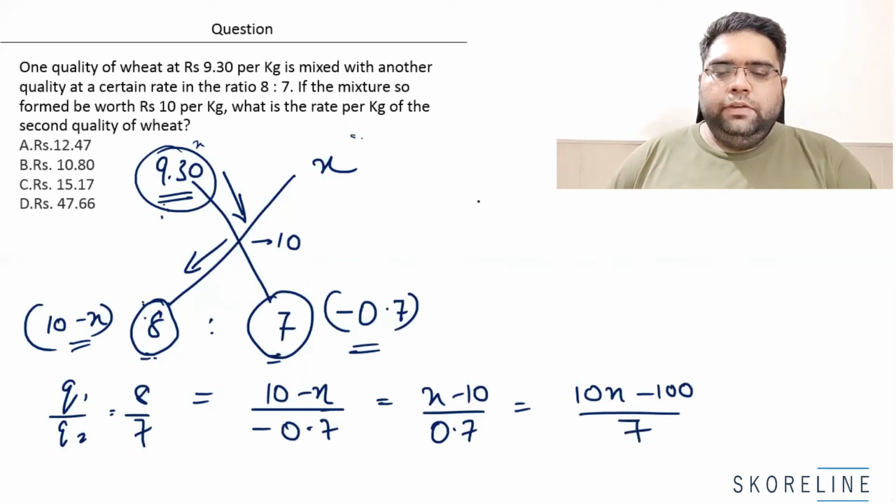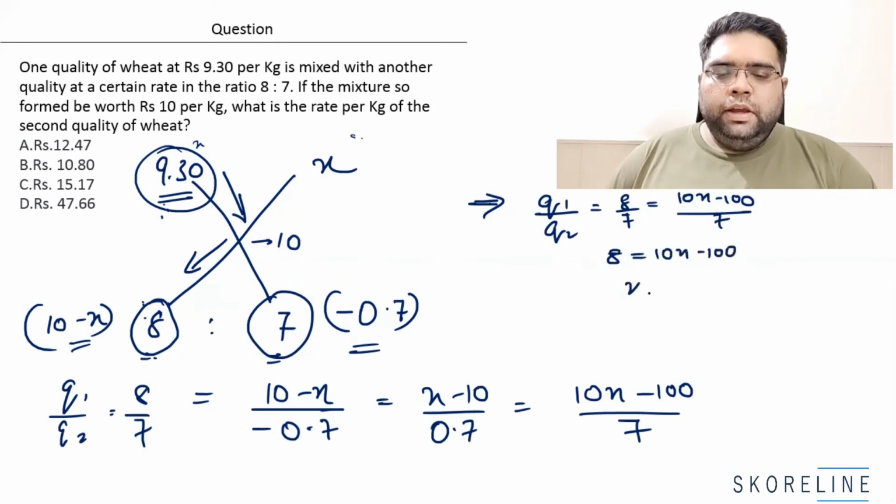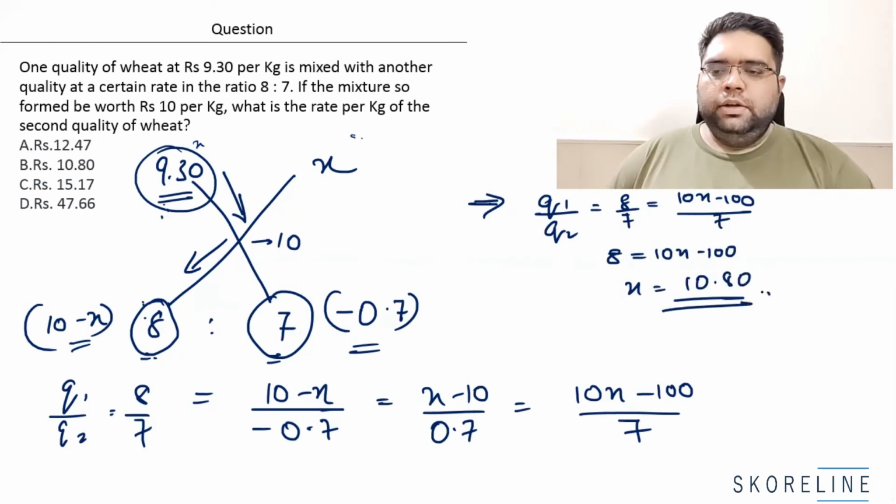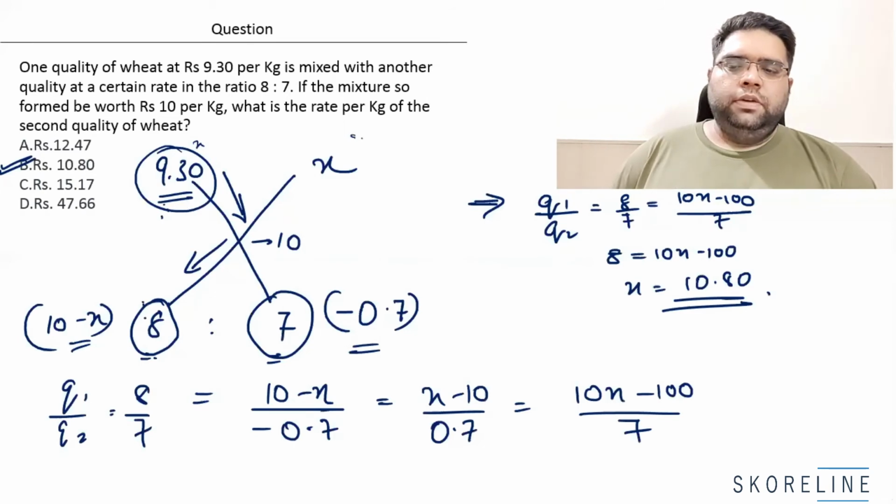Correct? So let's take it here now. Q1 by Q2 becomes 8 by 7, equal to 10X minus 100 by 7. 8 becomes 10X minus 100. X becomes 10.8, right? So the second quality of the wheat is priced at rupees 10.80, so that the mixture is priced at rupees 10 when they are mixed in the ratio of 8:7.